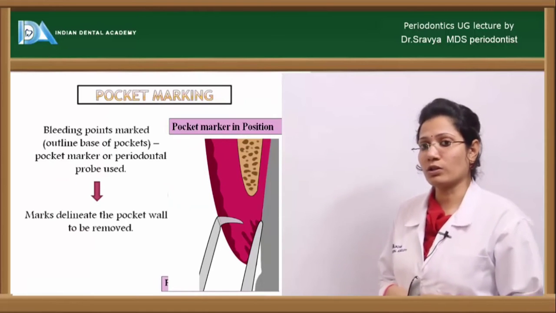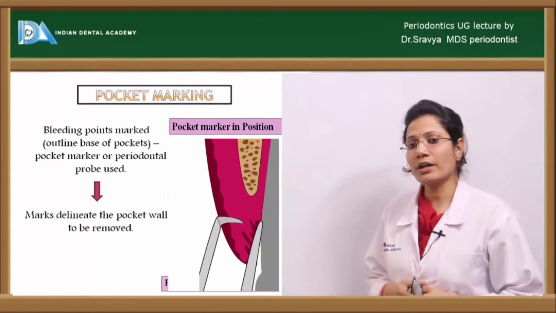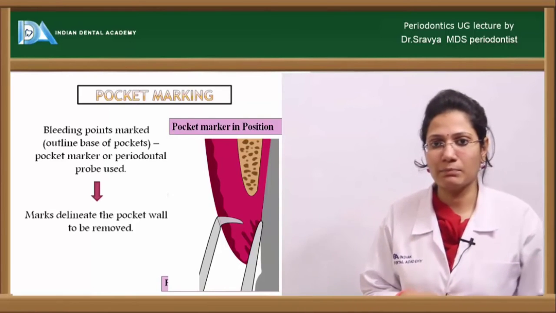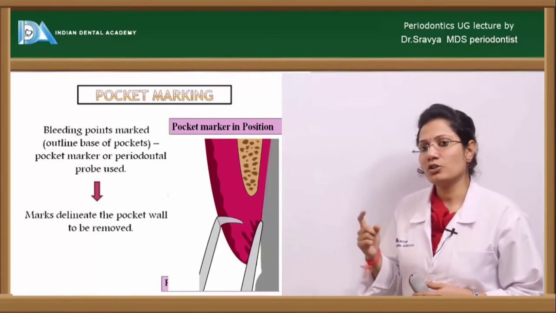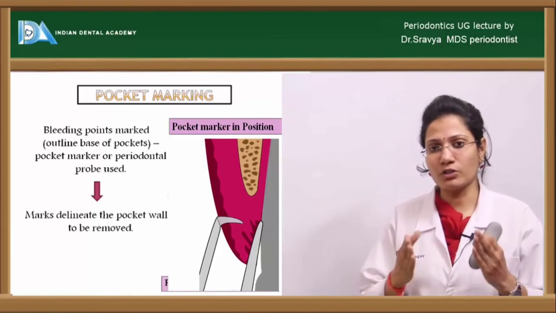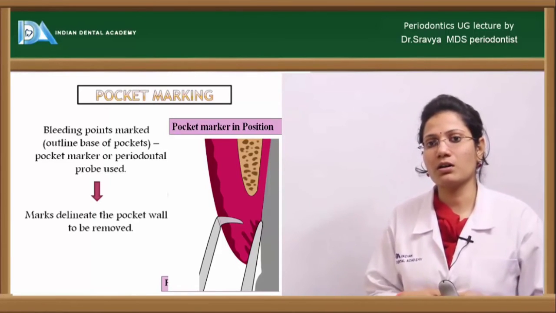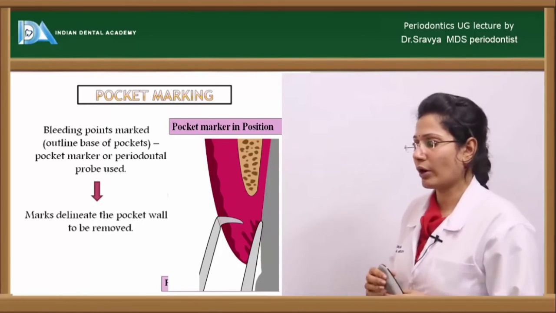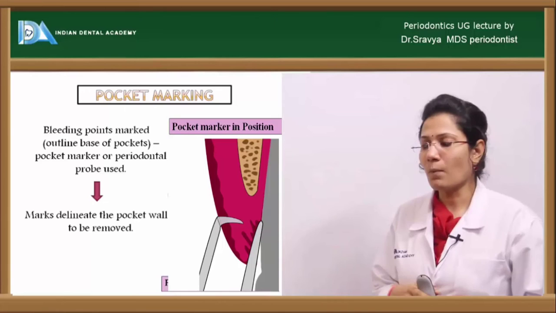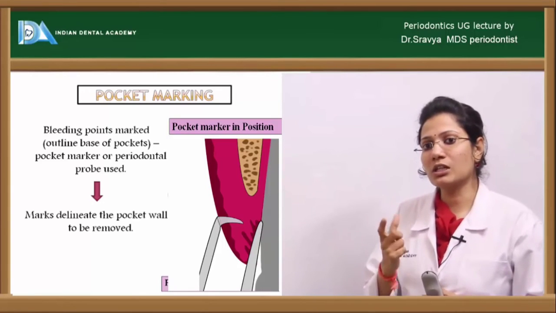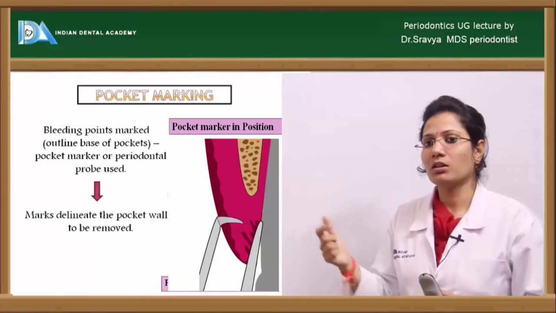And then you do what is called pocket marking. The pocket marking is done using a special pocket marker called the Crane Kaplan pocket marker, wherein you have two pairs, your left and the right. You have a pair of instruments, the left pocket marker and the right pocket marker. Now these are used to mark bleeding points which outline the base of the pocket. So you place the pocket marker into the gingival sulcus and then you go to the depth of the pocket and mark the bleeding points.